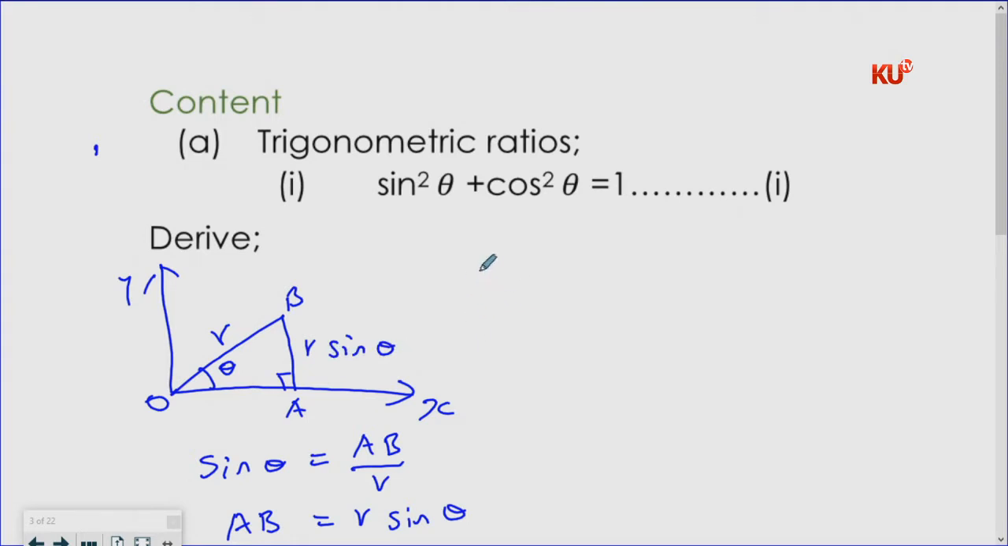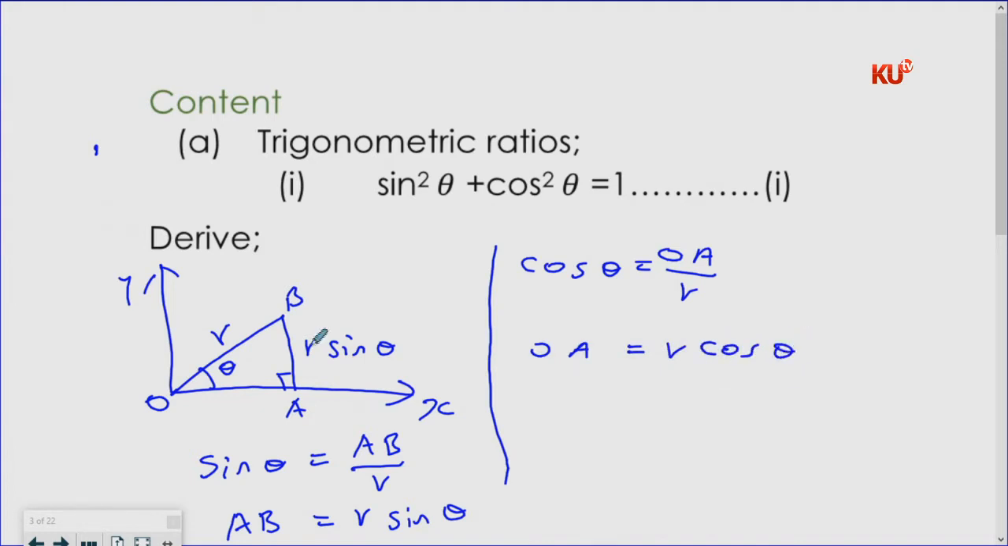Very good, learner. Then we can also look at the cosine. Cos theta, you remember, is equal to adjacent. The adjacent side to this angle here is OA. So I'll have OA over hypotenuse. Our hypotenuse is our R here. So you can multiply both sides by R. This R will cancel out. Then our OA will be equal to R cos theta.